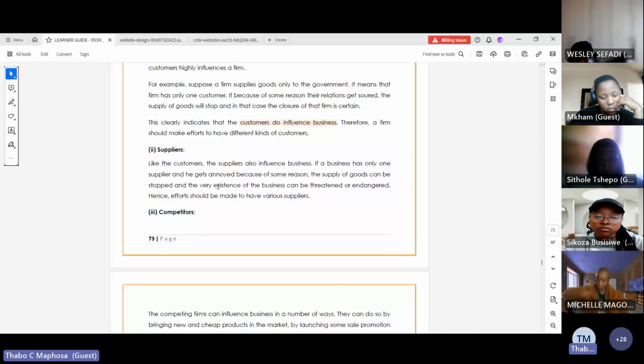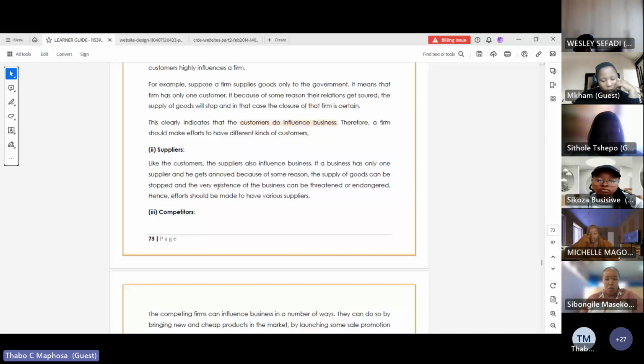So let's say you've got that one particular supplier, and this supplier is supposed to supply you with certain goods today, and then they do not, and they bring the goods 3 days later. What happens is that it actually affects the flow of your business, and it actually threatens your business. The very existence of that particular business can be threatened from the supplier side, because if the supplier doesn't take their work seriously, then it tends to adversely affect you.